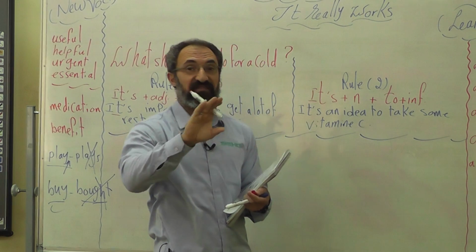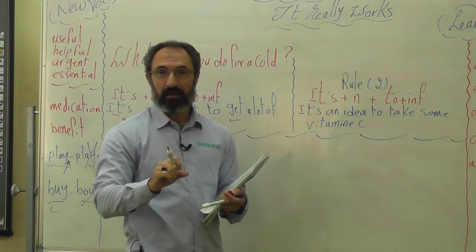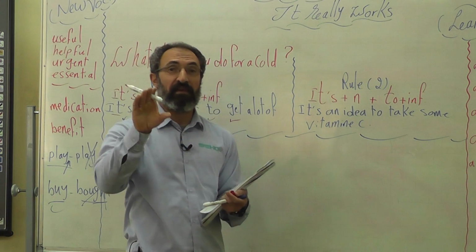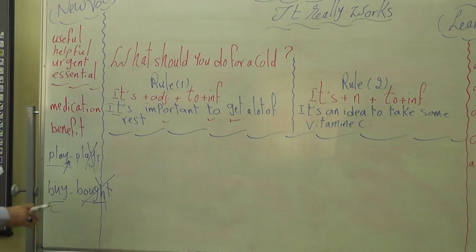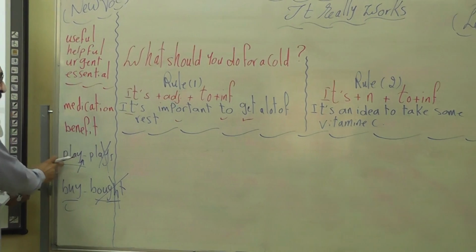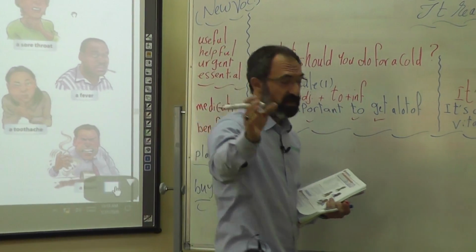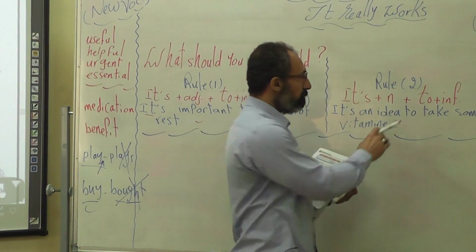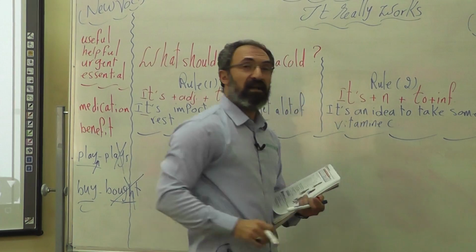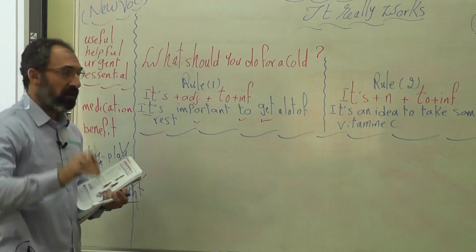I didn't say takes. I didn't say took. I didn't say taking. It's the infinitive form of the verb that we have just explained right now. So like play, like buy, so it's take, not takes. So it's an idea to take some vitamin C. Here we have come to the end of our two grammatical rules.